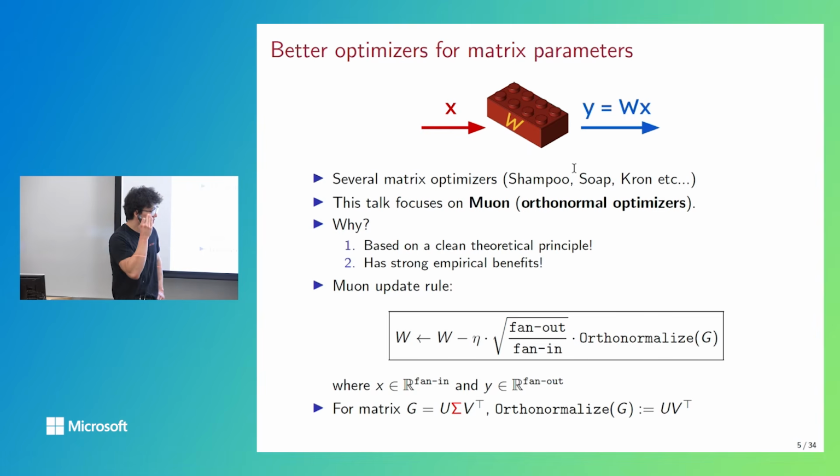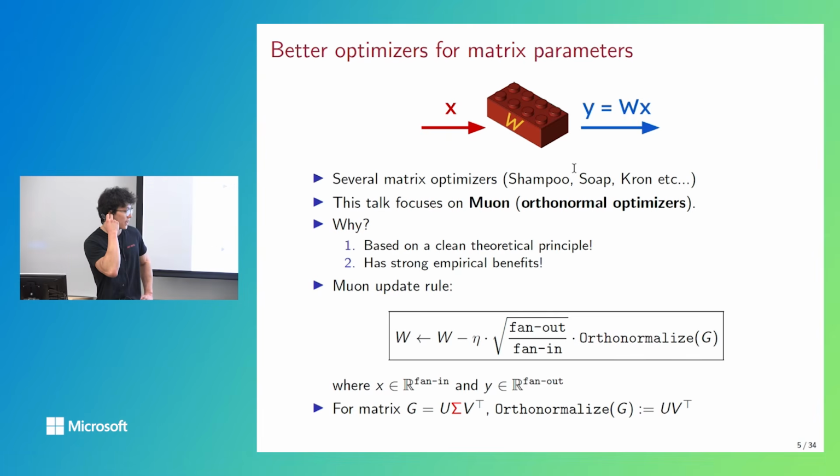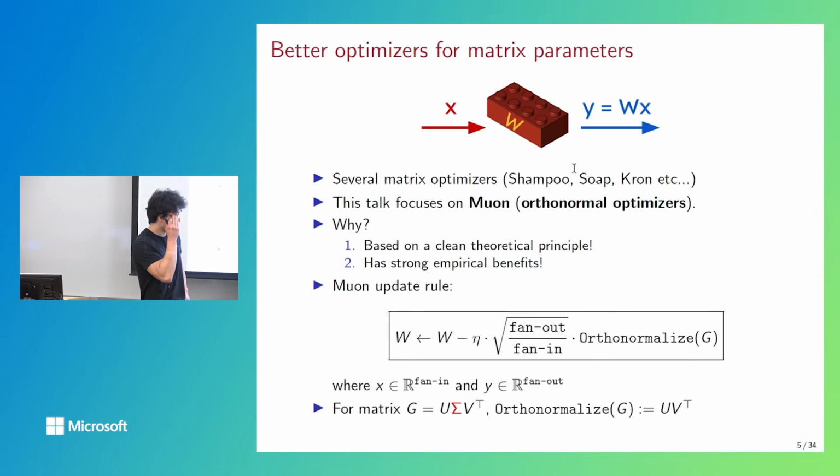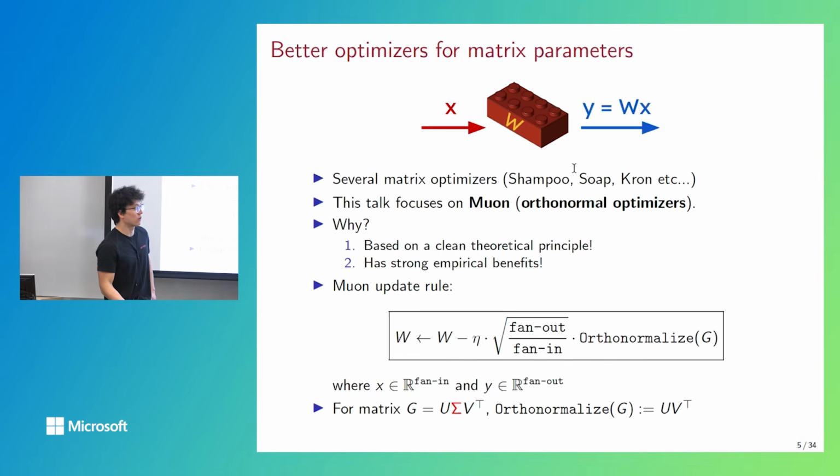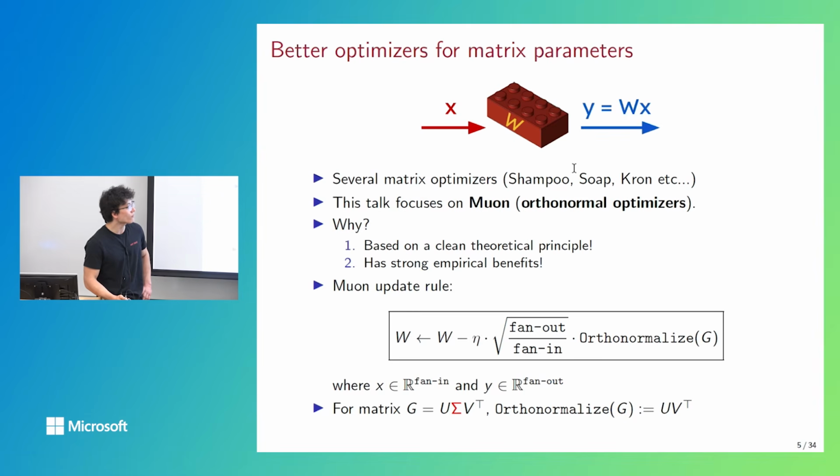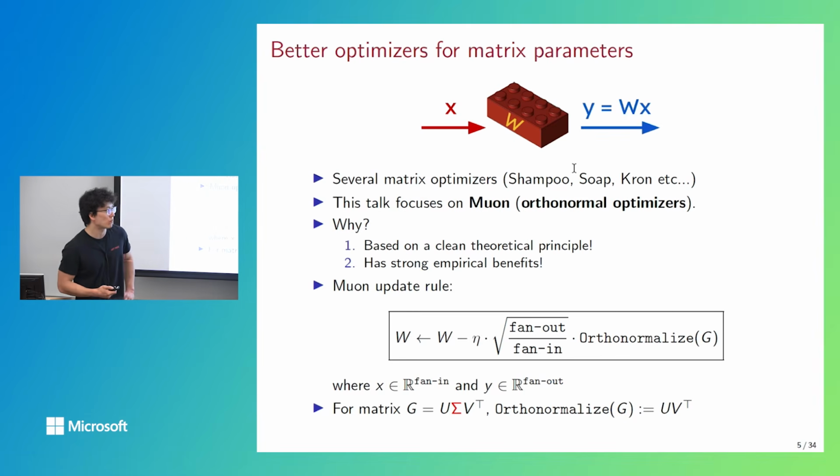And the orthonormalize operation is defined as follows, where for matrix G, which has singular value decomposition U Sigma V transpose, orthonormalize G is skipping this Sigma, the magnitude of singular values, and only taking the U V transpose. So in particular, this output orthonormalize G is an orthonormal matrix. So why are we doing this bizarre update rule?